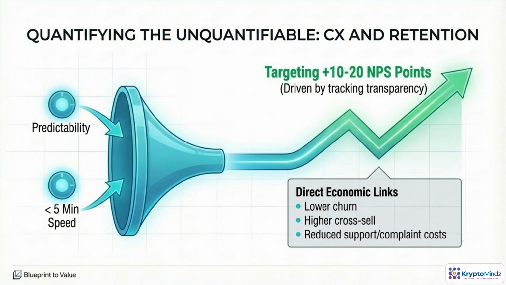Customer experience might feel soft, but you can tie it directly to numbers. When cross-border payments become predictable and settle in minutes, customers stop worrying, stop calling support, and start trusting the channel. That trust typically shows up as a 10 to 20 point uplift in NPS, especially when you add real tracking transparency. From there, the economics are straightforward. Higher NPS means lower churn, more cross-sell from existing customers, and fewer expensive support or complaint interactions eating into your margin.